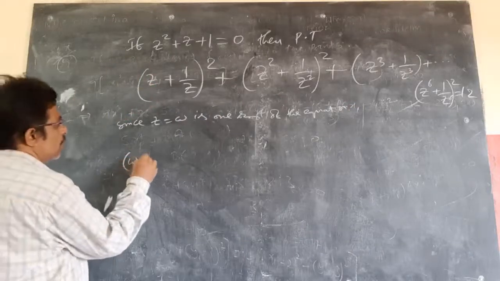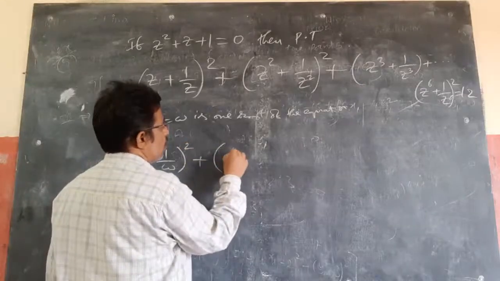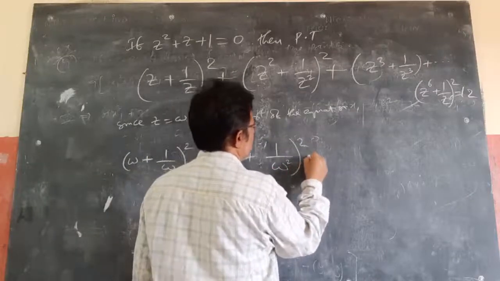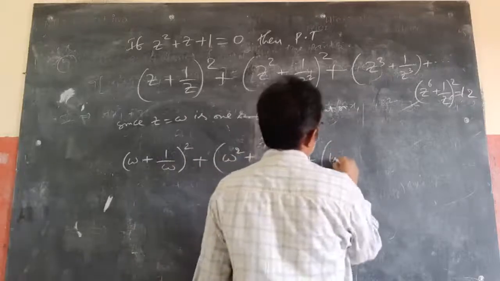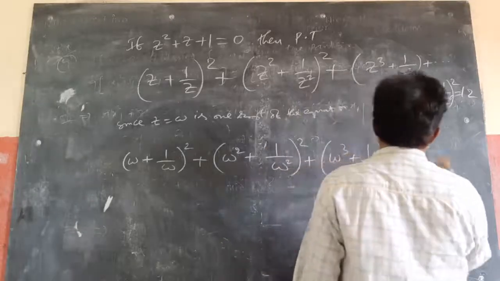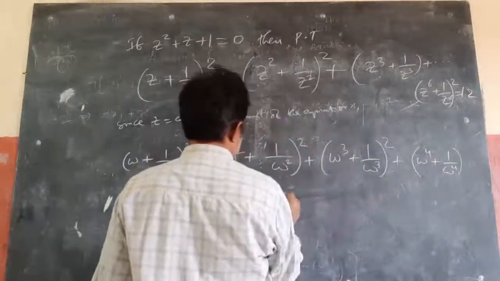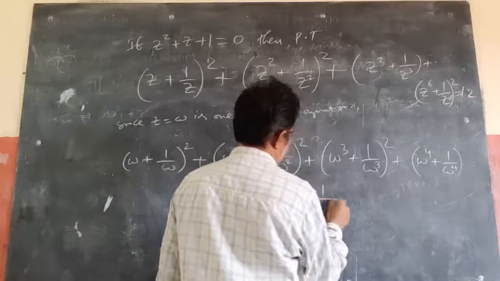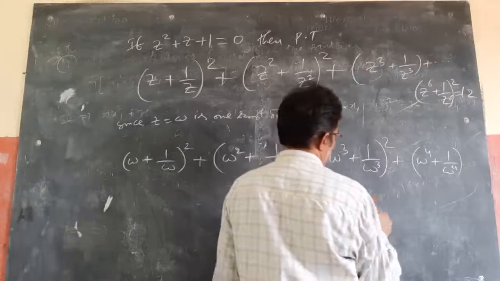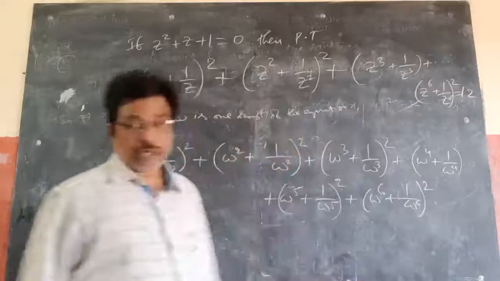I can substitute omega in place of z in the given equation. So it becomes (omega plus 1 by omega) whole square plus (omega square plus 1 by omega square) whole square plus (omega cube plus 1 by omega cube) whole square plus (omega power 4 plus 1 by omega power 4) whole square plus (omega power 5 plus 1 by omega power 5) whole square plus (omega power 6 plus 1 by omega power 6) whole square. This is what we have.